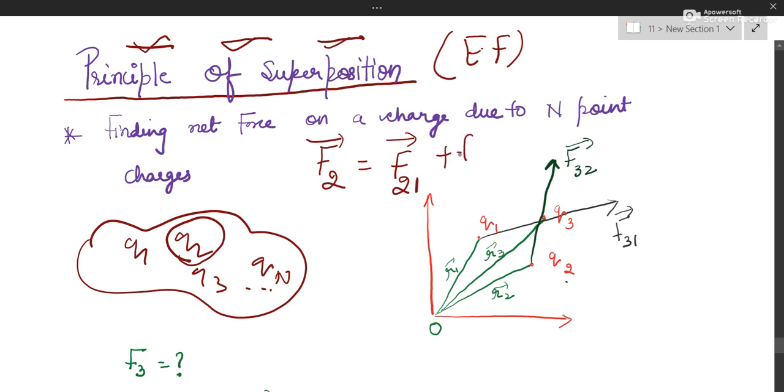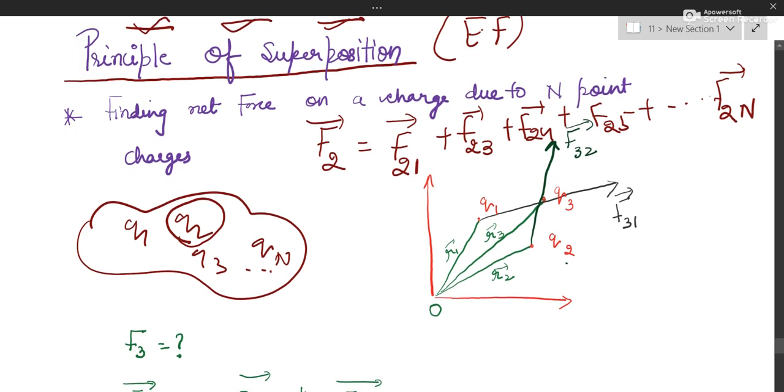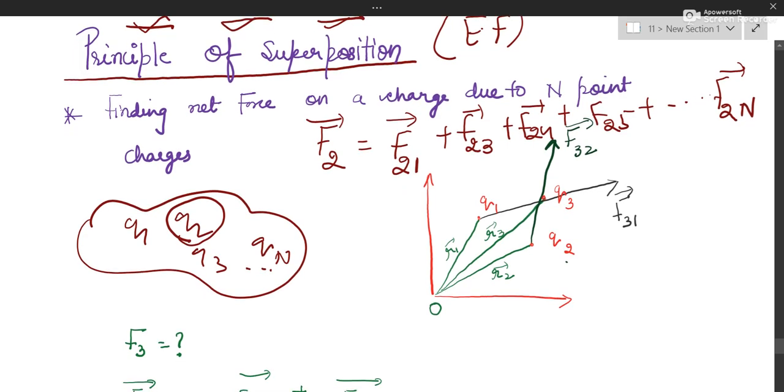First is exerting on 2, force on 2 by third, plus force on 2 by fourth, plus force on 2 by fifth, plus so on, and force on second charge by nth charge. This is your principle of superposition, that the net force is equal to the vector sum of all the forces. This is what we are going to show here. So you can see the topic, finding net force on a charge due to n point charges.